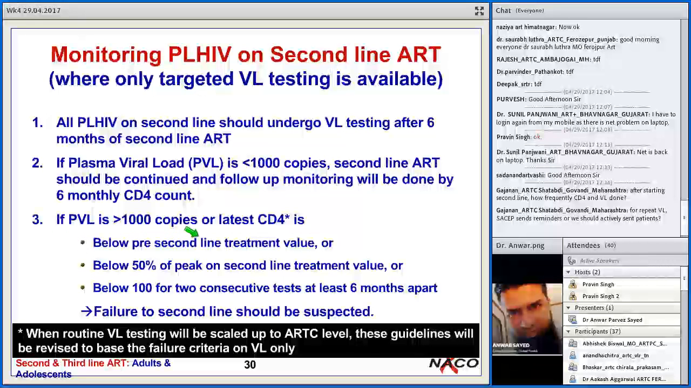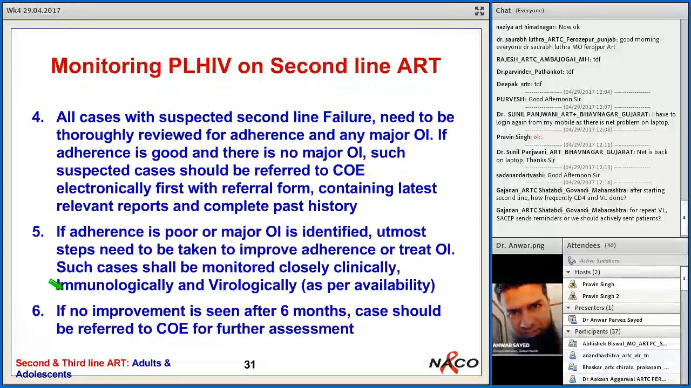Below pre-second line treatment value, if CD4 falls below pre-second line CD4 value, or if CD4 falls 50% from the on-second-line treatment peak value, or CD4 count is not rising above 100 on 2 consecutive occasions after 6 months, then it is to be labeled as failure of second line treatment, and then those patients are subjected to viral load testing through SASEP of COE.